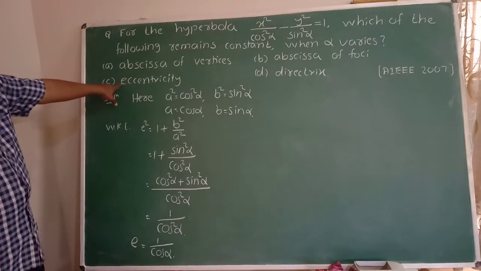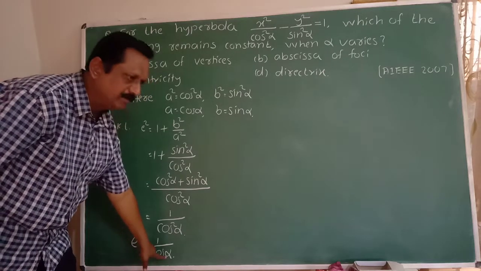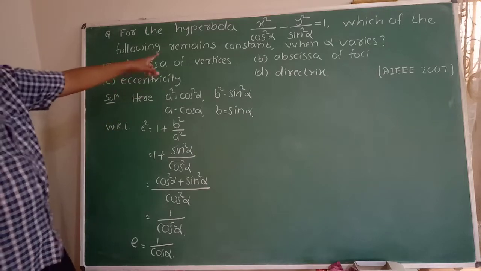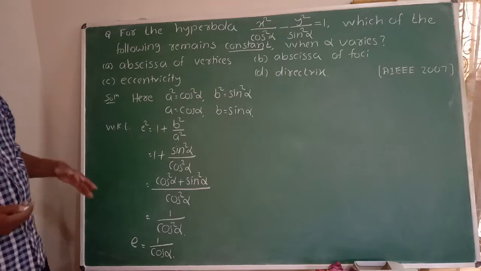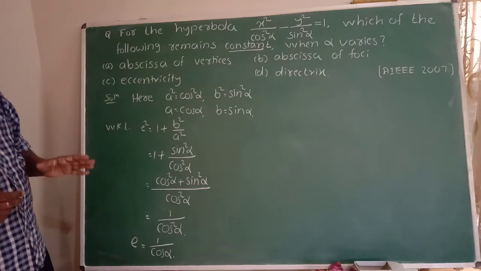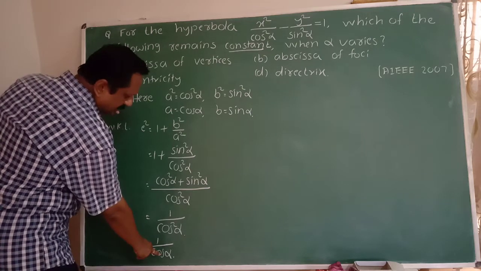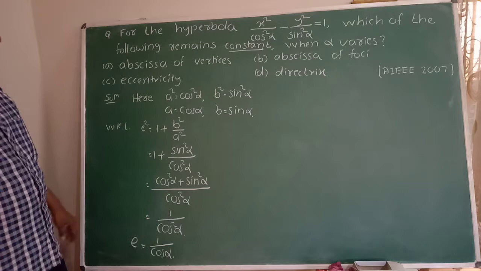Obviously option C is not correct here because alpha is present there. So the term not containing alpha here, that becomes a constant here. It remains a constant here. Which is independent of this term alpha, that is a constant here. But in eccentricity, 1 by cos alpha is there, means it is a variable here. It is not a constant here. So C is not the correct option.